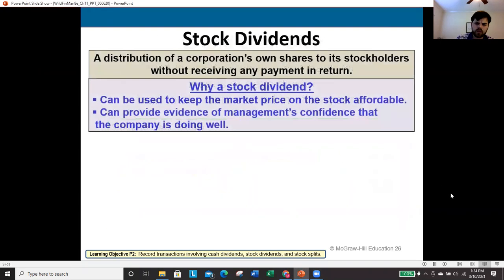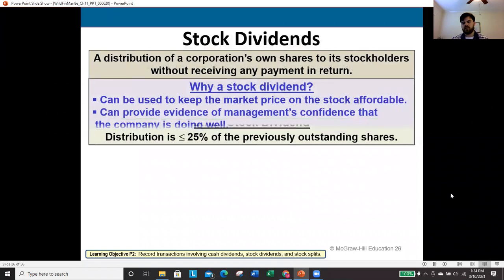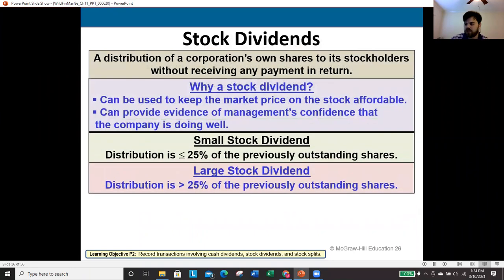Now, looking at a stock dividend, we need to understand how a stock dividend works because it is different than a cash dividend. So instead of me issuing cash, I'm going to write a check. If I still want to actually give my shareholders something, I can do what is called a stock dividend. This is a distribution of the corporation's own shares to its stockholders without receiving payment in return.